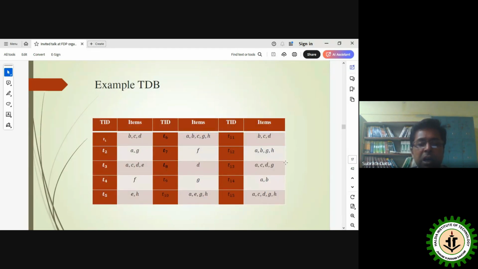For example, we take this transactional database. There are 15 transactions, identified by T1, T2, and so on up to T15, and some items are written against each transaction. For example, in T1 the related items are B, C, D. We can consider B is Jaipur, C is Udaipur, and D is, suppose, Kota. In T2, A and G: A is another place, G is another place. Notations are used here instead of actual place names. From T1 to T15 there are 15 transactions. From these, we shall now discuss how transaction occupancy is first measured.